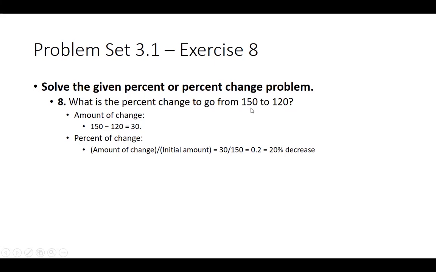The initial amount we started with was 150. So 30 divided by 150 is 0.2. We want a percentage, so we change 0.2 to 20%. The percent change is a 20% decrease.